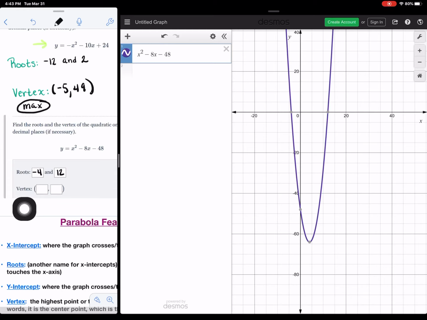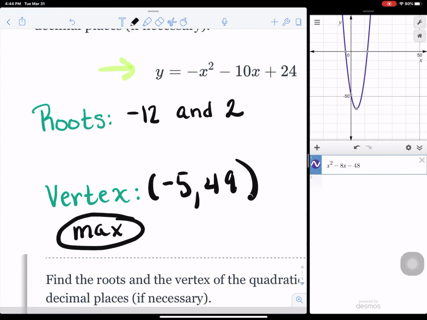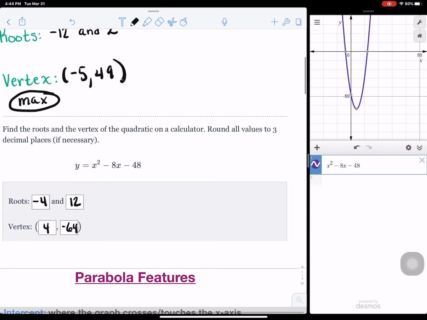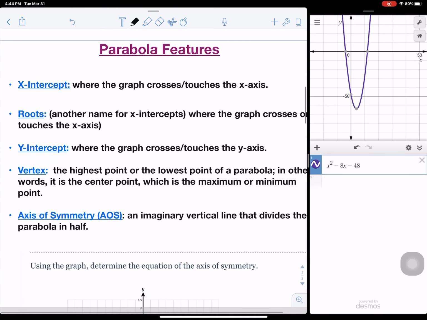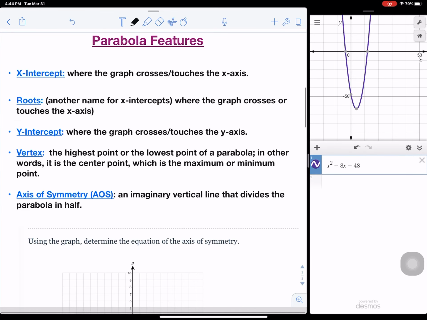Now to find the vertex. My center point is actually a low point, which means it's going to be a minimum. So my vertex, if I tap on it, will be 4, negative 64. Okay, so that's the first portion of our notes. Next, we're going to do parabola features.